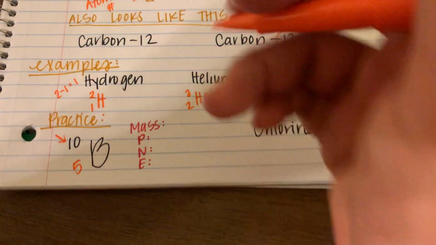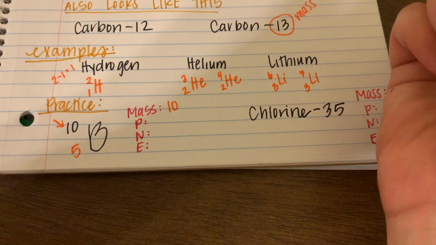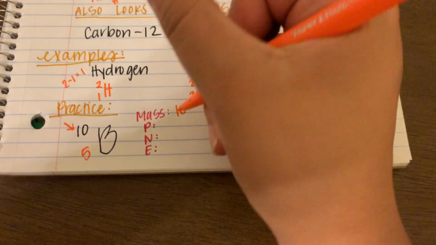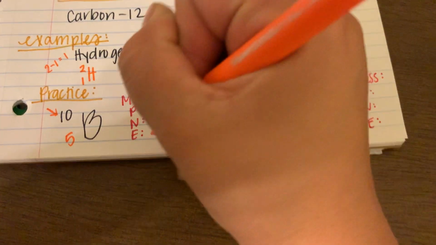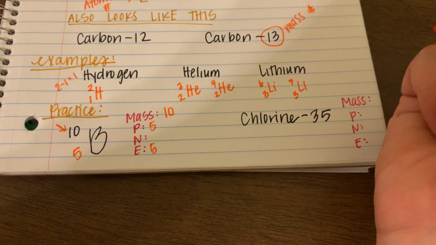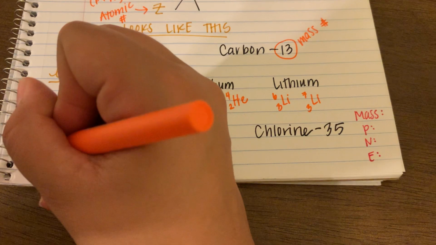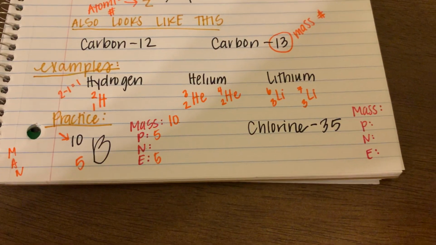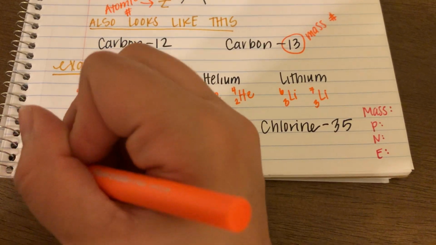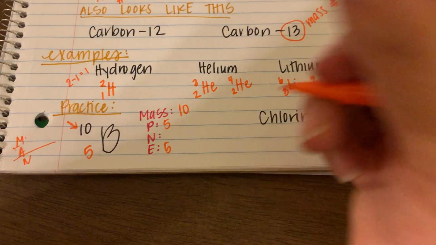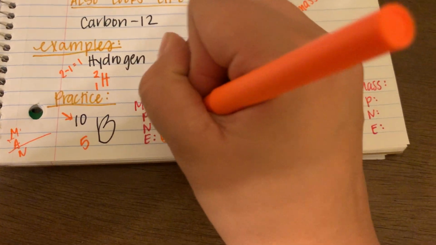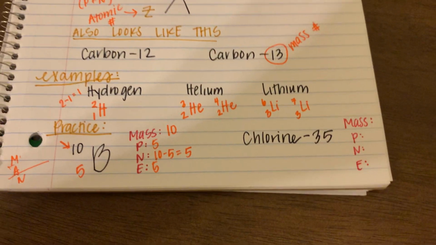My mass number we said was 10. And if my atomic number is 5, I know that protons and what else? Electrons are also 5. Okay. How do I calculate neutrons? I take the mass, remember from Ape Man. Mass minus atomic number equals neutrons. So I'm going to take 10 minus 5, and that equals 5 as well.